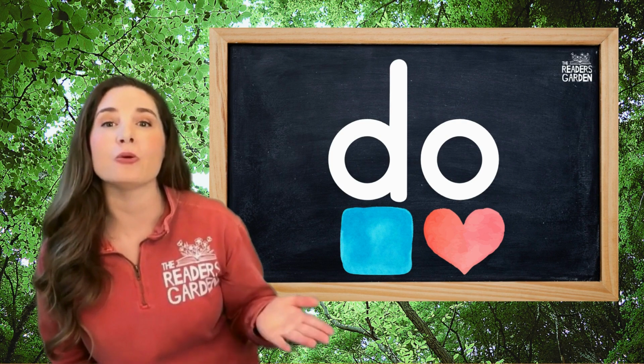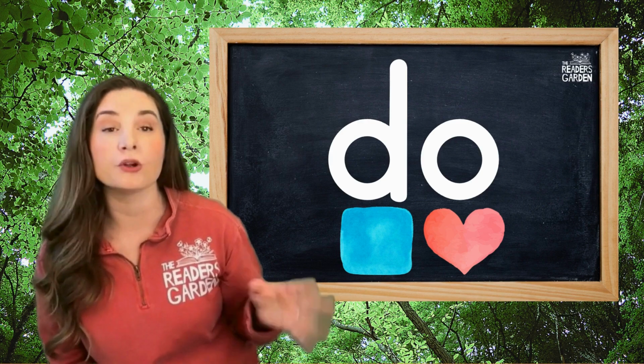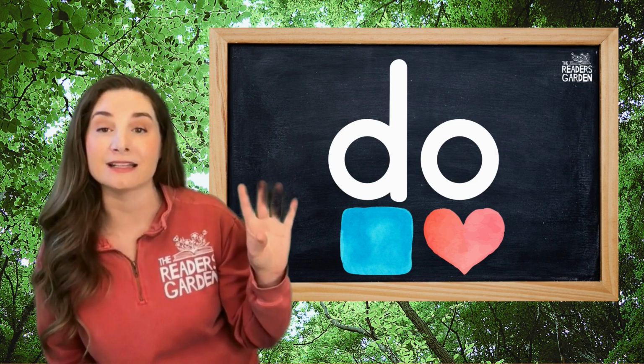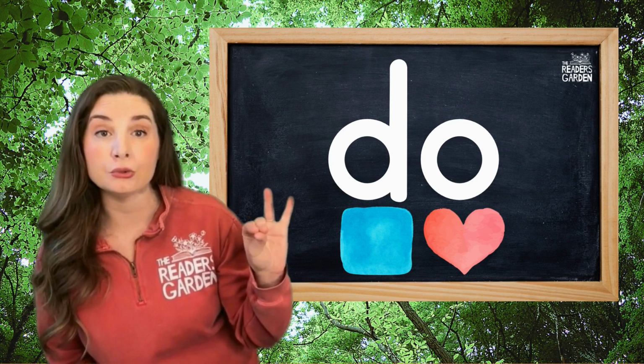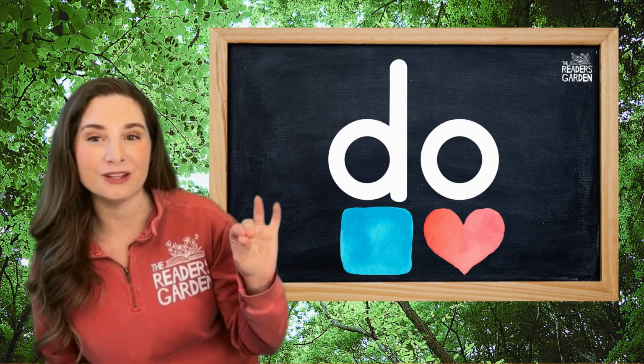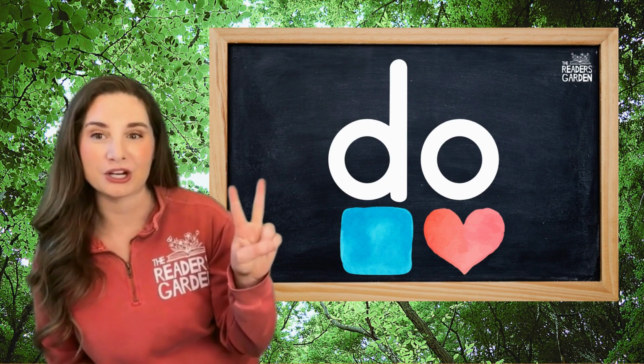So let's figure out how many sounds are in the word do. We're going to finger tap those sounds. The first sound, d. The next sound, oo. Do. Let's do it again. D, oo, do. There are 2 sounds in the word do.